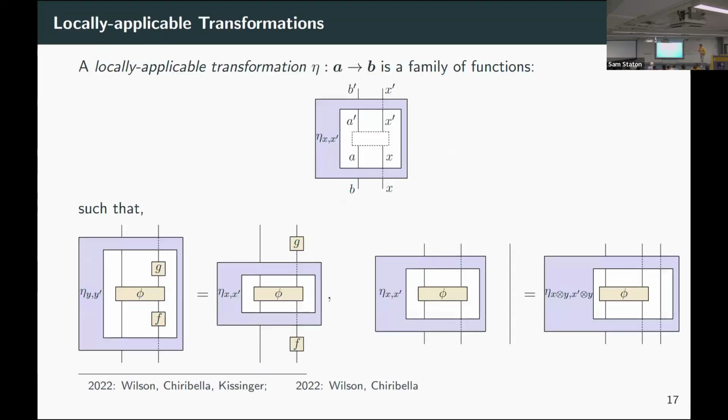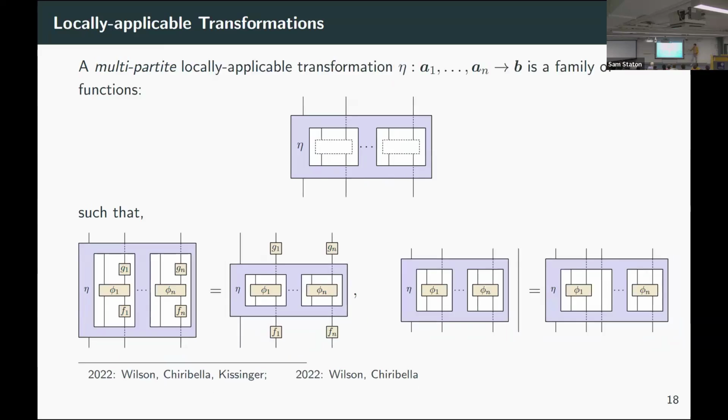And they formalize this with the following definition of a locally applicable transformation, which is given by this family of functions together with a couple of laws that it should satisfy. The one law says that if this distant party in space-time does some pre and post processing on this morphism, this should commute with the supermap. And if I find an additional person way off in space-time, I should be able to tensor this person on, and that should also commute with my supermap.